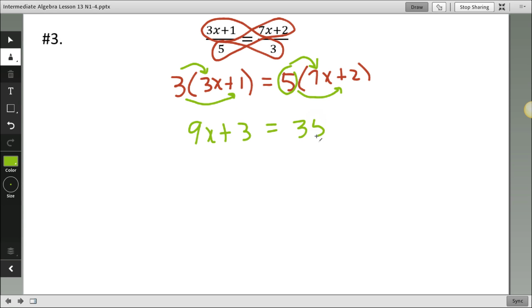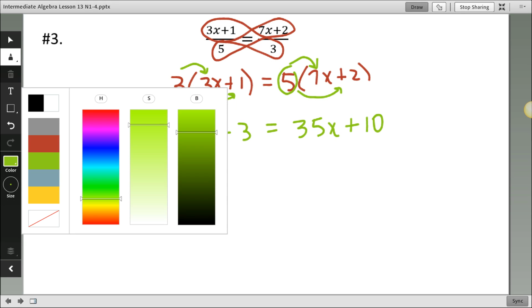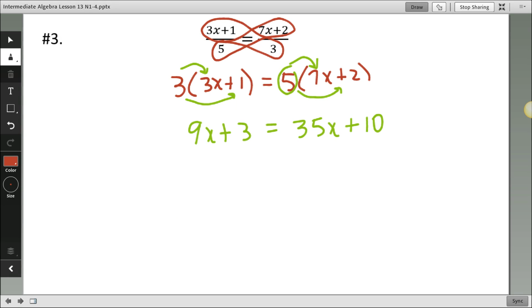That's going to give me 35x plus 10. And now it's a matter of solving this multi-step equation by isolating x. So remember, at this point, if you've watched some of my other recordings, there is a 4-step process you follow for any multi-step problem.